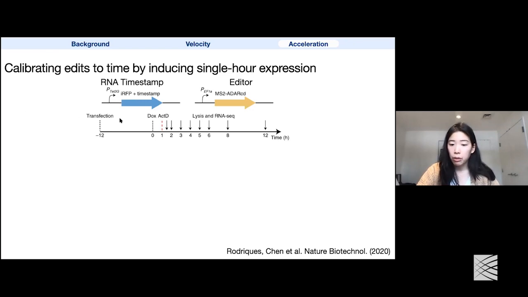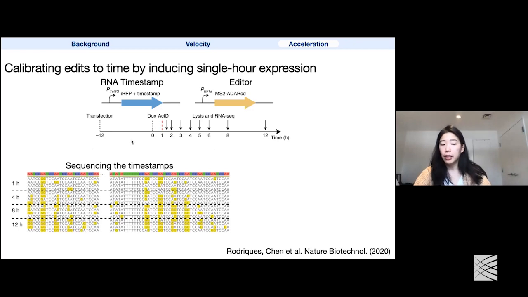And then afterwards, you co-transfect the RNA timestamp and the editor, and after 12 hours at time 0, add doxycycline to the media. So the expression of a timestamp reports the expression of this promoter, and the doxycycline induces the promoter. And so you let it induce for 1 hour, and then you stop all transcription with actinomycin D to inhibit any further downstream transcription that would affect your calibration curve. So then after that you lyse your cells at various time points to measure the amount of edits and build our curve.